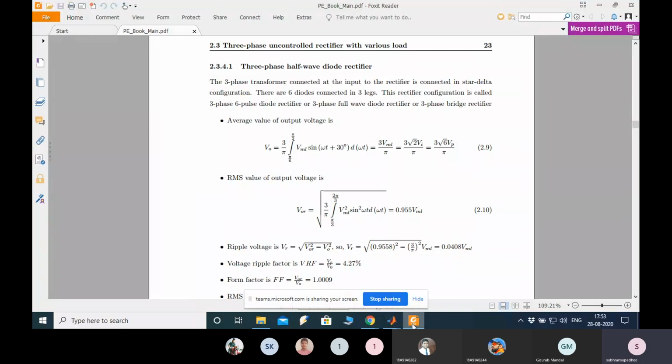The ripple voltage is 0.0408 Vml, which is far lesser than the single-phase circuit, and the voltage ripple factor will be 4% only, whereas in a half wave you have seen it was around 121%. As the number of switches increases, the ripple factor drastically decreases.